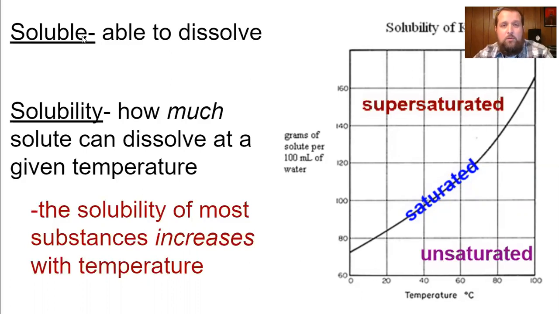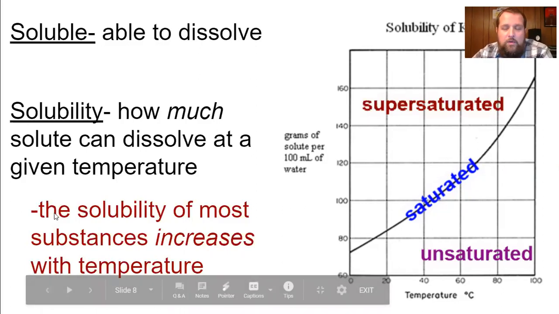Salt is soluble in water. Sugar is soluble in water. Lots of things are soluble in water. When you see the word solubility, that's talking about how much can dissolve, the amount. Solubility is a number. So what we saw in the lab yesterday, sugar has a higher solubility than salt. Like 4 times as much sugar could dissolve as salt.